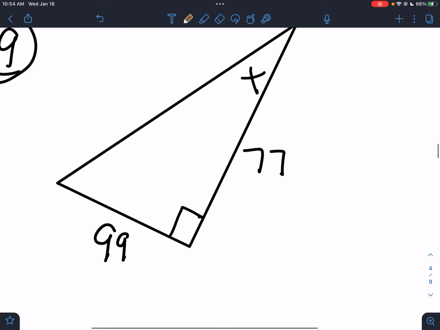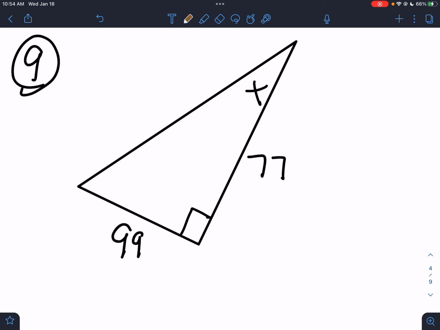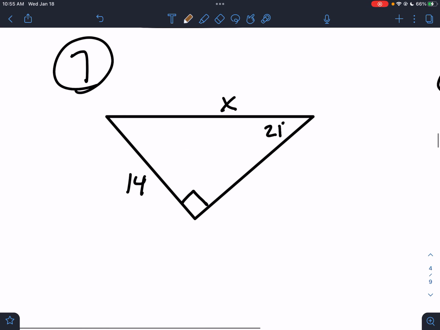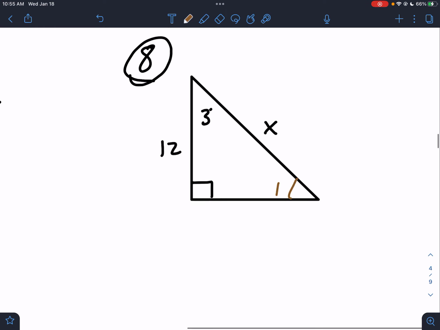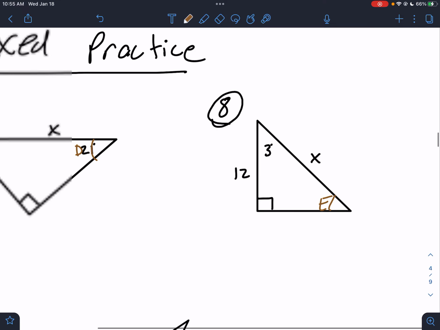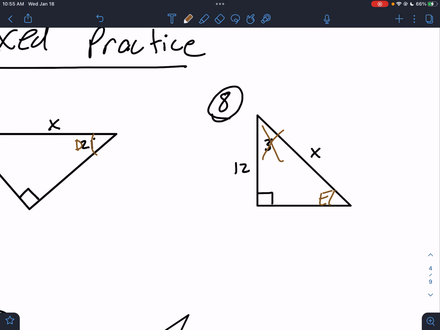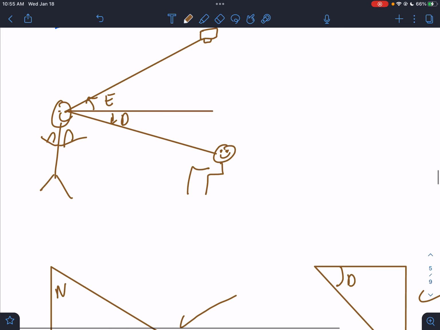How about this one? Elevation, depression, both, or neither? What do you think? The answer is neither. There's not a single horizontal line in the picture. How about this guy? Look real hard. This one has two depressions, two angles below the horizontal line. And this one, this is what we just drew, that's an angle of elevation. And this is not depression. Down is not depressed. That doesn't have a horizontal line.